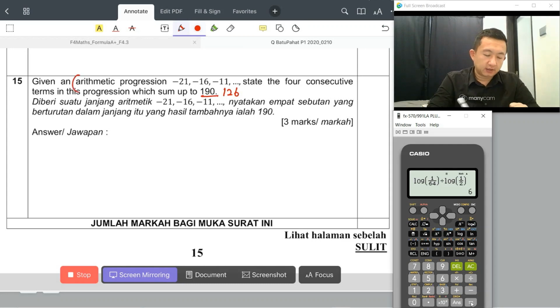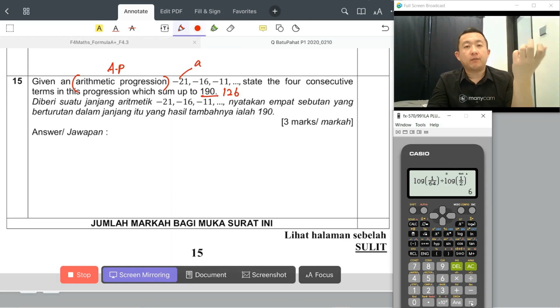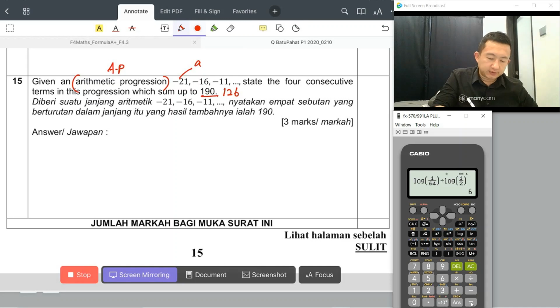Okay, this is an arithmetic progression. So you have the first term, negative 21, then negative 16, negative 11, and so on. State the 4 consecutive terms in the progression that will sum up to 126. Okay, so we know the first term, we don't know which term. The 4 consecutive terms, when you add up, you have 126. But what you can do is the concept part.